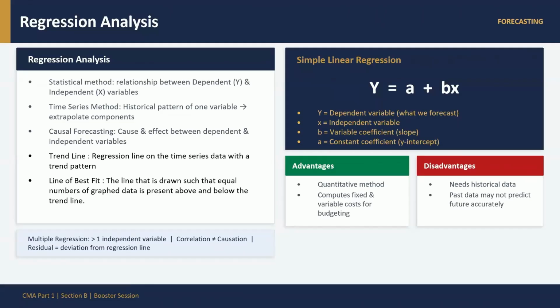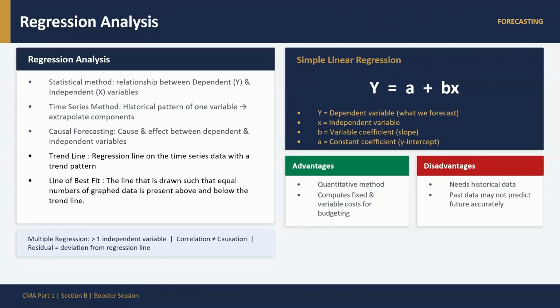Then the next thing that we have to focus on, this equation is very important. Okay. For this trend line of best fit, just need to understand it. And even this residual, which is the deviation from your regression line. And an important thing that you need to know is that correlation does not prove causation. Okay. And then in multiple regression, you will have one dependent variable and more than one independent variable. This thing you should know.